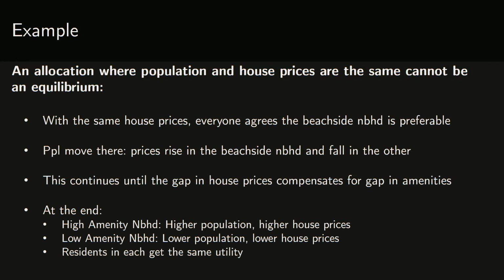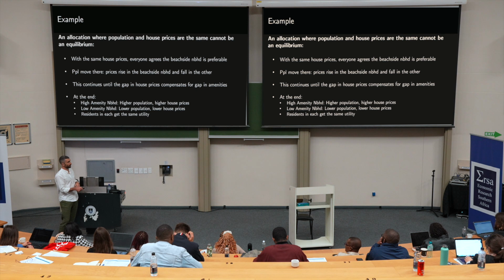Okay, and so what happens at the end? Well, in our beachside neighborhood, we have more people living there, but we have higher prices. In our low amenity neighborhood, we have fewer people living there, but lower house prices. And importantly, residents in each place get the same utility, because they're free to move. So if everybody is the same, and everybody's free to choose where they live, they're always going to end up getting the same utility. If not, then somebody's going to move.